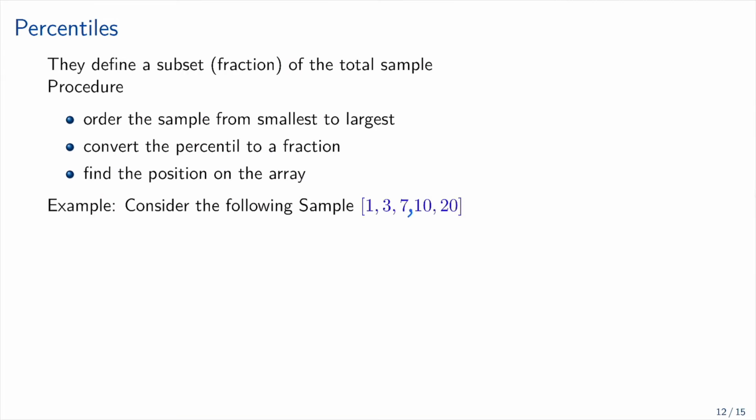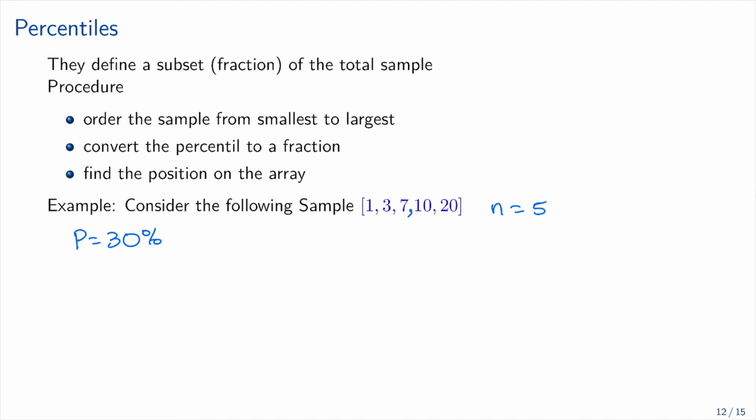Okay, let's consider the following example in which we have this sample: 1, 3, 7, 10, 5. We have positions 1, 2, 3, 4, 5. So n is equal to 5 in this case, and we want to find the 30th percentile. So in this case, our sample is sorted from lowest to highest.